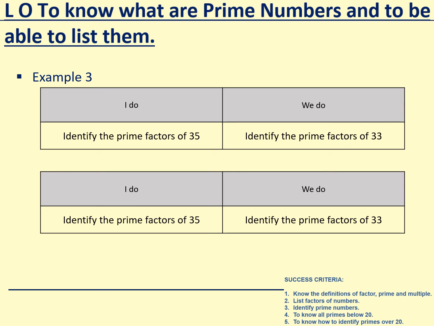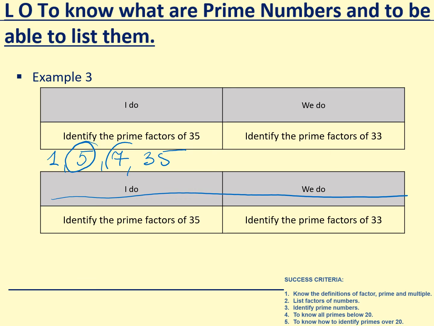Okay, one more example. Identify the prime factors of 35. Sorry, this question is in here twice, so just disregard this bit. So factors of 35: 1, not 2, not 3, not 4, but 5. 5 times 7 and 1 times 35. So 35 has exactly 4 factors. Which of them are prime? 5 and 7. So the prime factors of 35 are 5 and 7.